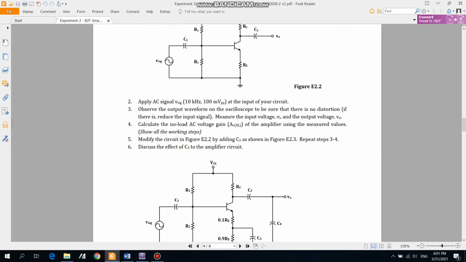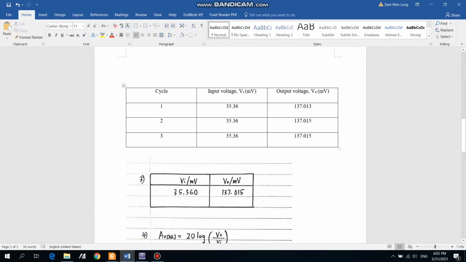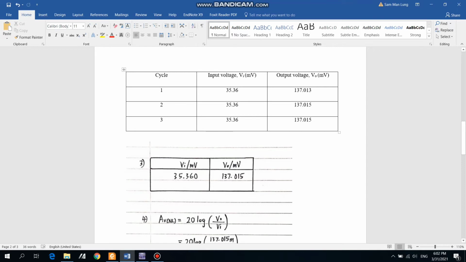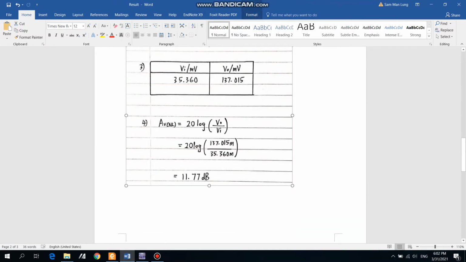And then the question asks us to calculate the no load AC voltage gain. So from here we choose one set of values, so we choose cycle 2, and then we use the formula to calculate the gain, which is the output voltage divided by input voltage, and then we log it and times 20 to get the value in decibel form. So we get 11.77 decibel.